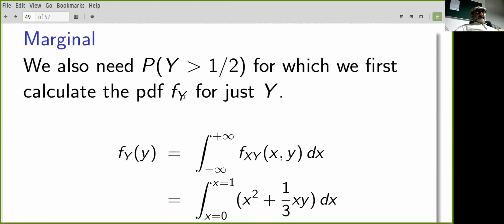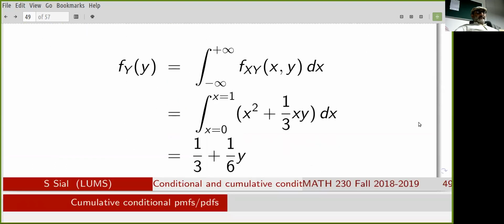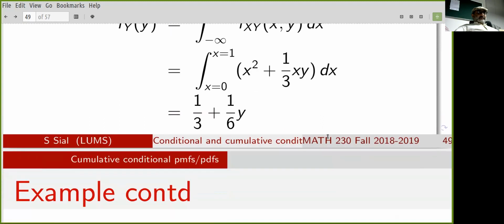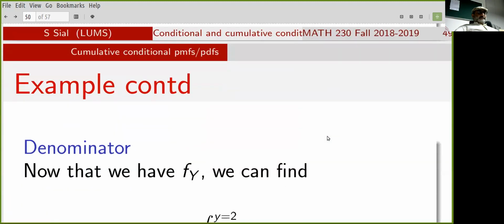So for that, we need the marginal PDF for y. You integrate the joint PDF with respect to x. You integrate out the x. You're left with the marginal for y. So that's over the region where it's not 0. That's the integral from x equals 0 to x equals 1 of x squared plus 1/3 xy dx. So keeping y fixed, do the integration, get 1/3 plus 1/6 y.